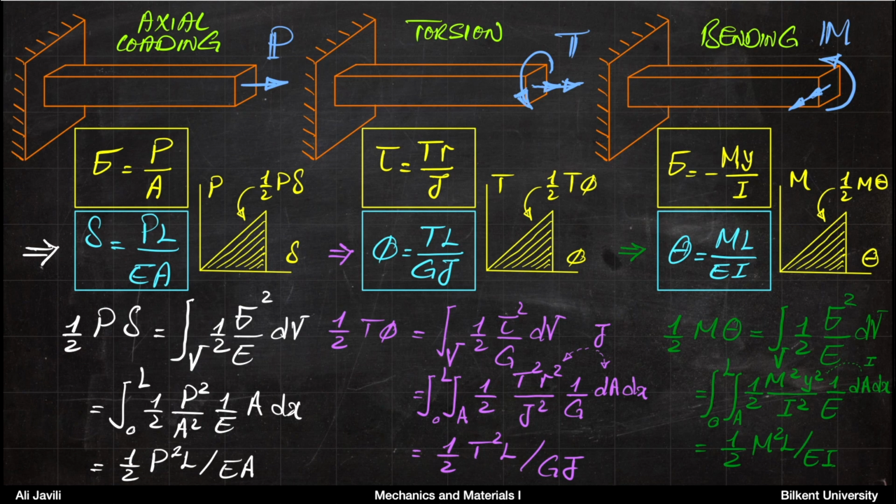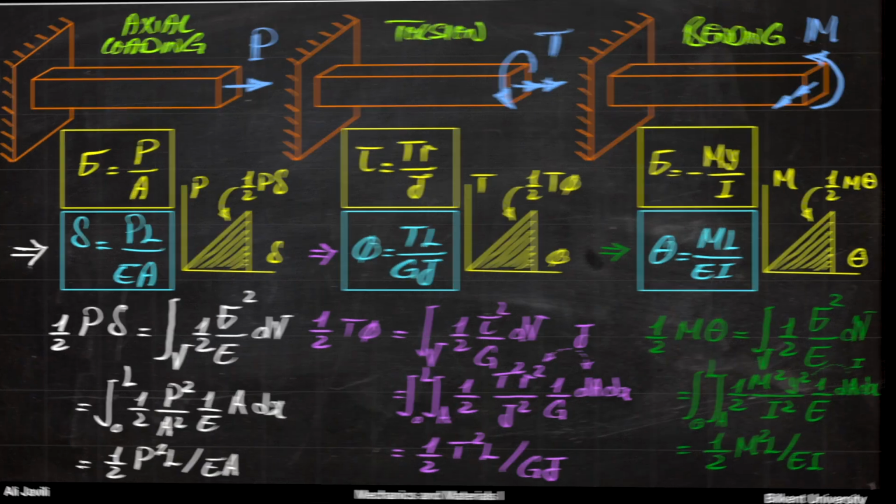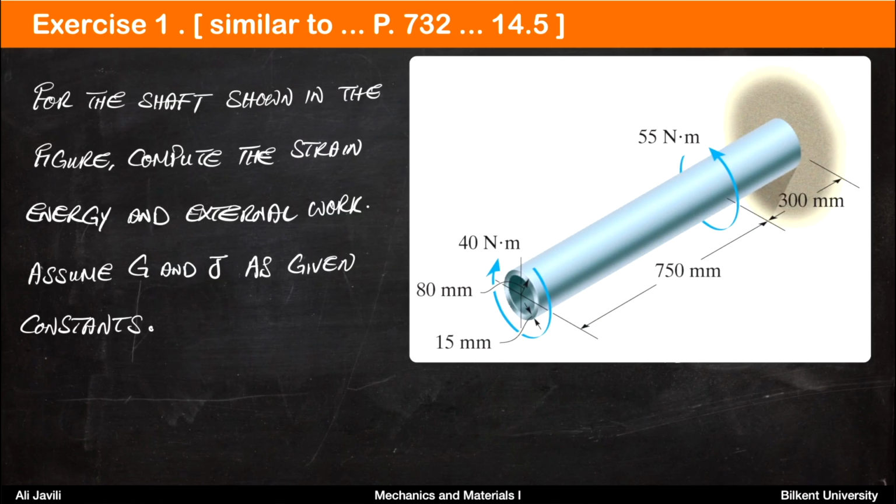So what we do next is to have an exercise together and use this in a more concrete example. Exercise 1 in this lecture is similar to problem 14.5 on page 732 of the book. For the shaft shown in the figure, compute the strain energy and external work. Assume G and J as given constants.